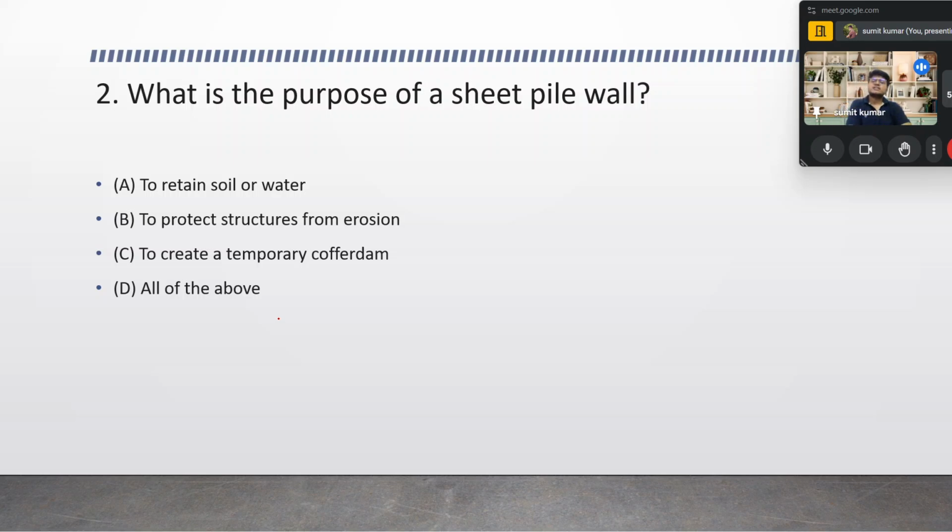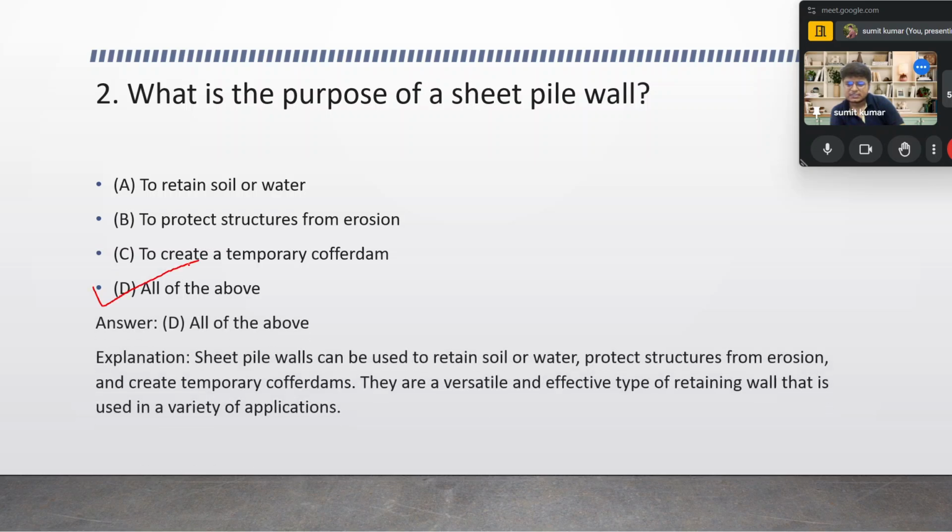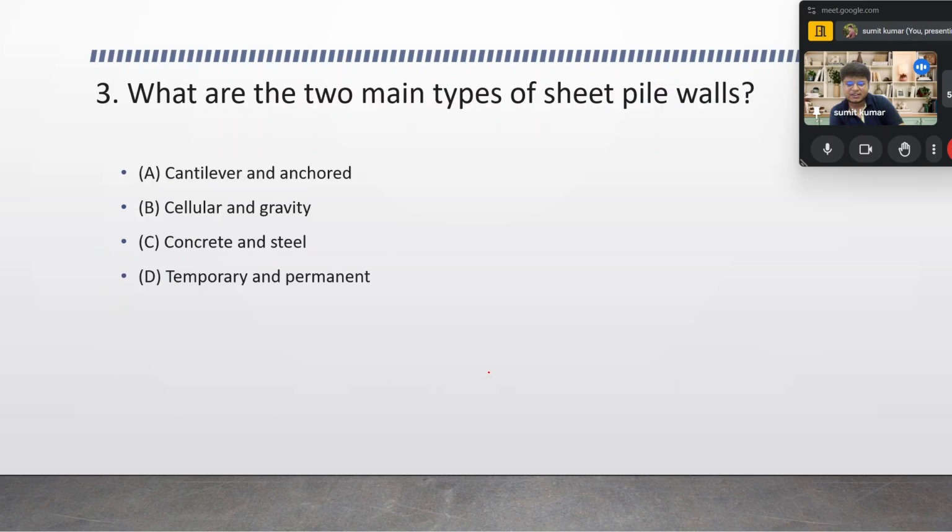The next question is, what is the purpose of the sheet pile wall? Okay, the purpose is to retain the soil and water. Correct. And to protect the structure from erosion. This is also correct. To create a temporary coffer dam. Everything is correct. Option D is the correct answer. Yes, the sheet pile walls can be used to retain the soil or water, protect the structure from erosion, and create a temporary coffer dam. They are a versatile and effective type of retaining wall that is used in a variety of applications.